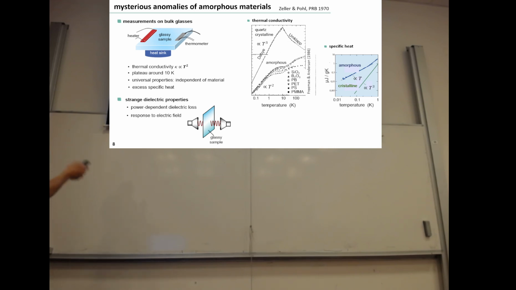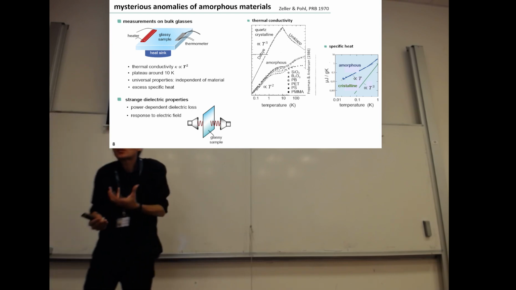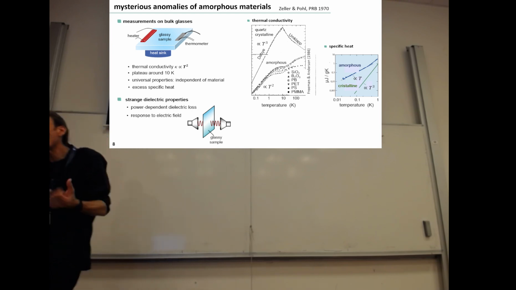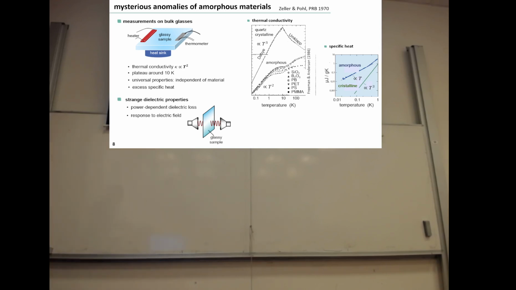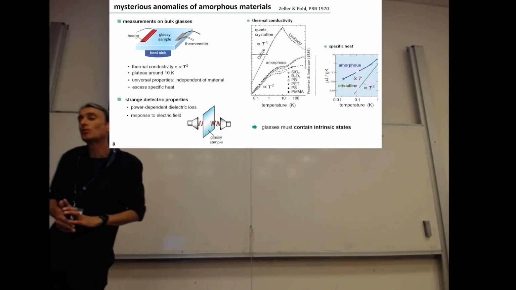So this means that you can put some heat here, but it will not end up in the phonons which you are measuring with your thermometer. So basically, the energy which you have put inside there has to be somewhere else than in the phonons. And this leads to the conclusion that glasses must contain intrinsic states which are able to absorb this energy which we apply here, which prohibits it from dissipating into the phonons.